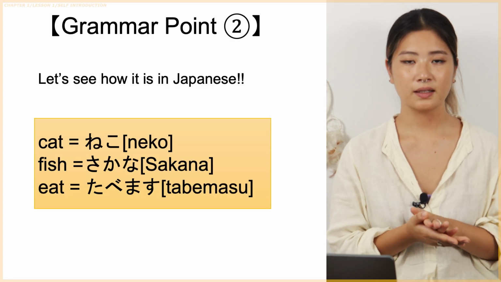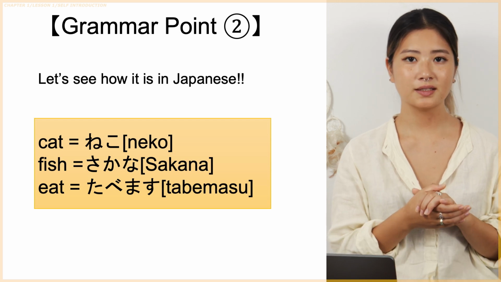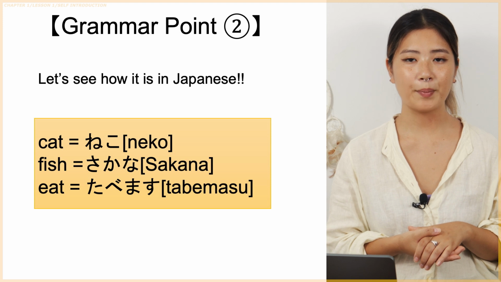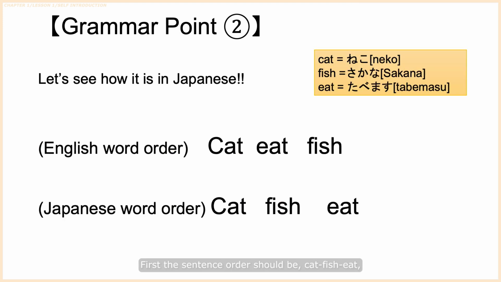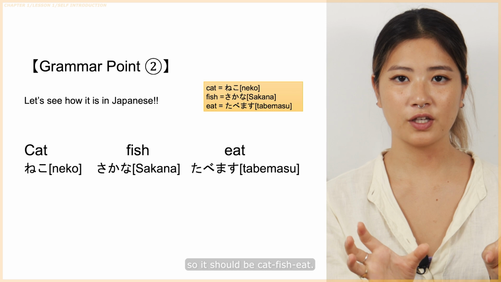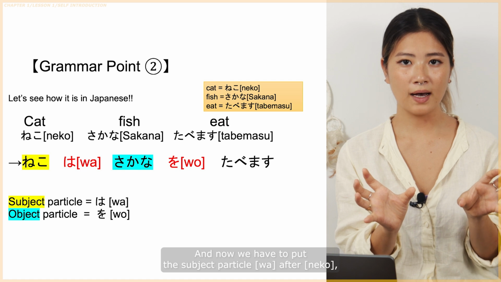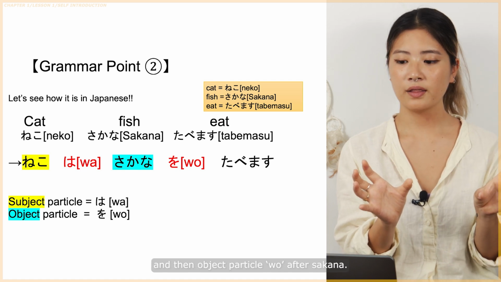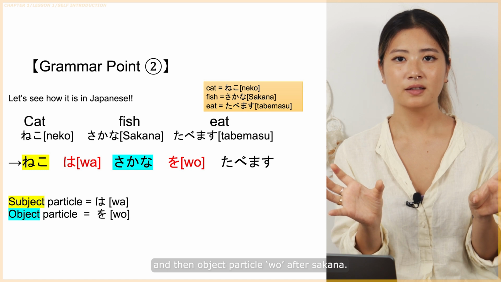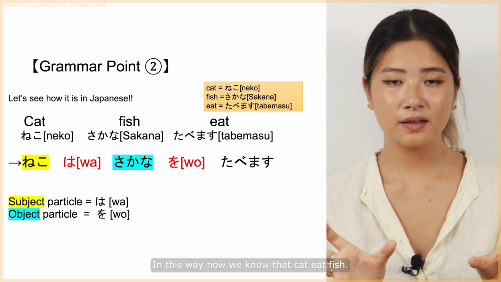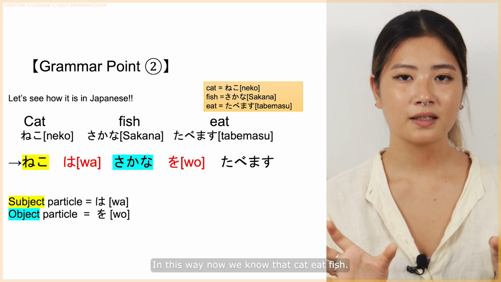For example, to say "cat eats fish," cat is neko. Fish is sakana. Eat is tabemasu. First, the sentence order should be cat, fish, eat, because as I just explained, the verb should come in the end. Now we have to put the subject particle wa after neko, and then the object particle after sakana. In this way, now we know that the cat eats the fish.